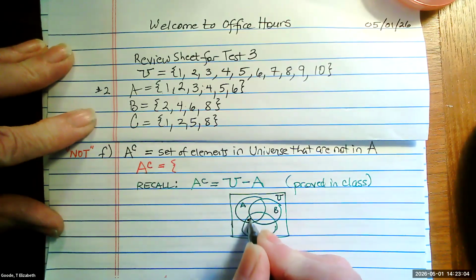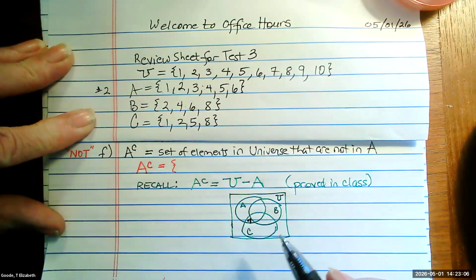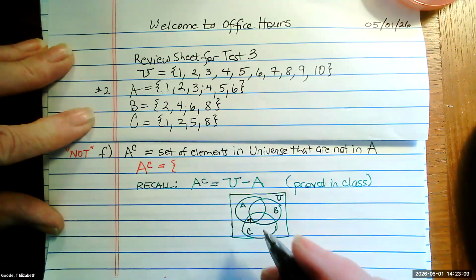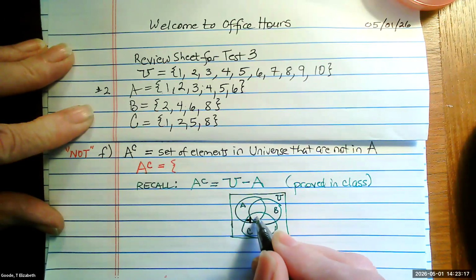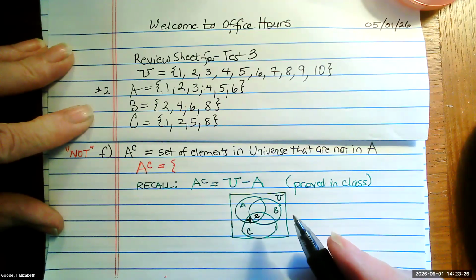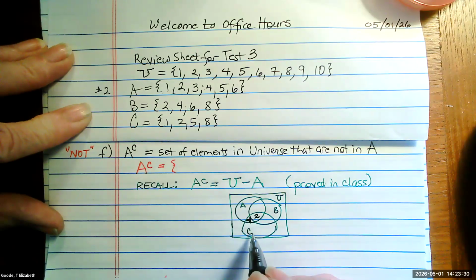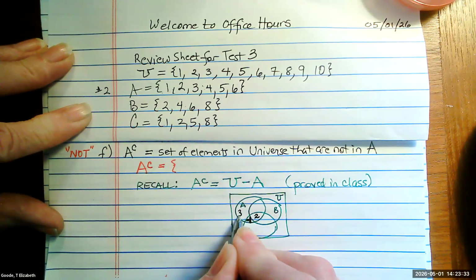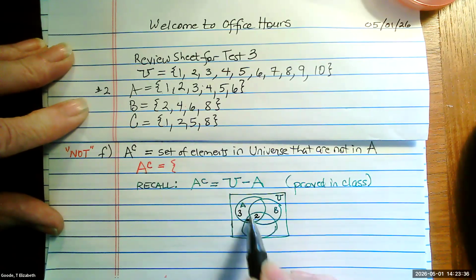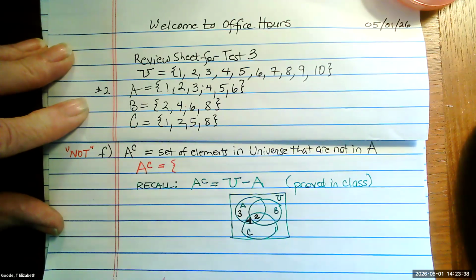So one goes right there. Where does the two go? It's in A, B, and C, all of them, so it goes right in the middle. Where does the three go? Three is in A and not part of B, and three is not in C. So the three is out here in A by itself, outside of the circle of B and outside the circle that's C. I'll just put the numbers.